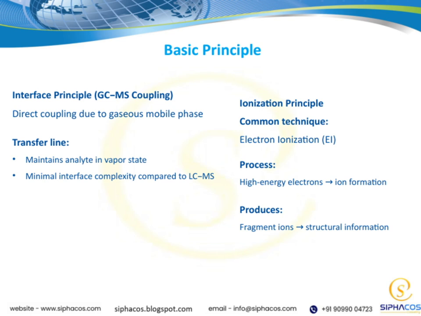Because we're dealing with a gaseous mobile phase, we can directly couple the gas chromatograph to the mass spectrometer without complex conversion steps. The transfer line is designed to keep the analytes in a vapor state, which is essential for accurate analysis. And because of this gaseous transfer, the interface remains relatively simple compared to liquid chromatography mass spectrometry, or LC-MS systems. So, in summary, the ionization process, especially EI, is central to generating informative ions, and the interface ensures a smooth, efficient transfer of these ions from the gas phase into the mass spectrometer for analysis.